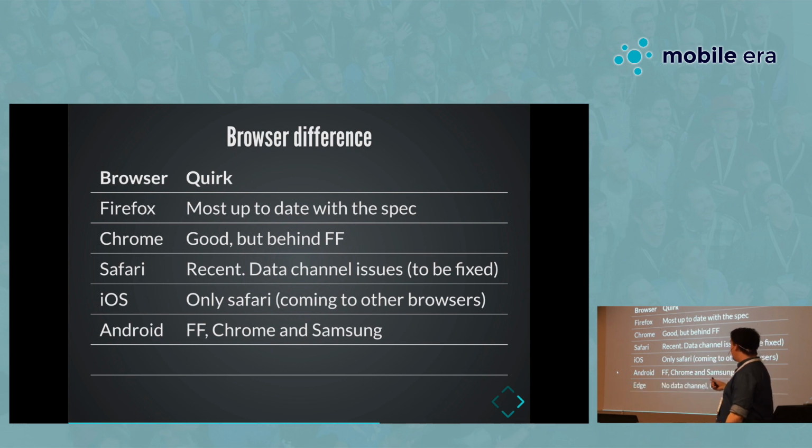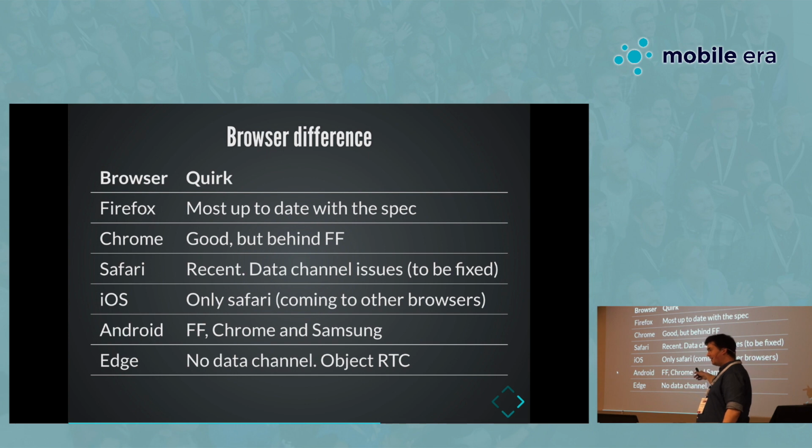And Edge has no data channel. The Edge team decided, due to political reasons, not to implement the data channel at all. It is actually the 5th highest requested feature on their public tracker. They haven't even responded to it at all. And the reason is due to ORTC, because Microsoft didn't want WebRTC, they wanted to make their own thing, which is only supported in Edge, and hopefully it's going to die soon, and they're going to implement it, hopefully.